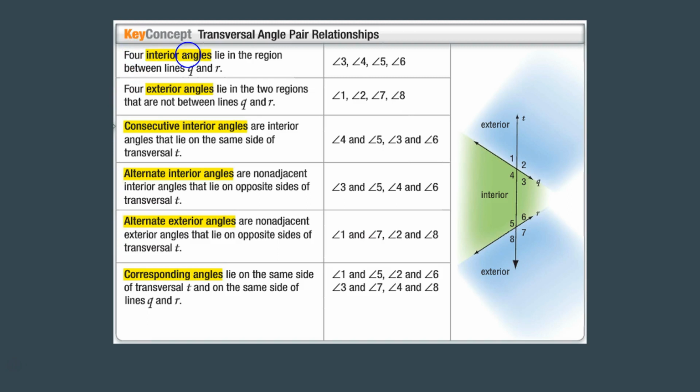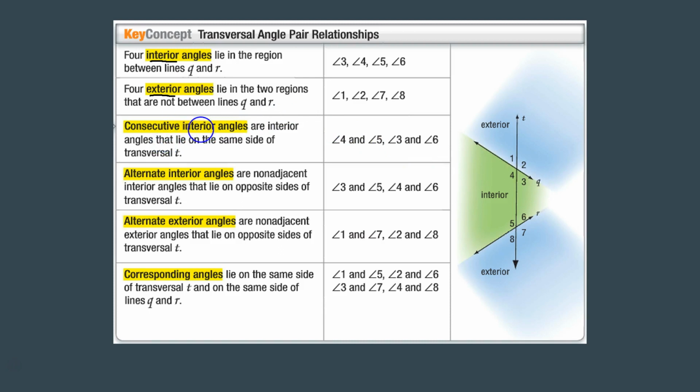Alright, let's go over our key concepts. Transversal angle pair relationships. And I don't know about you guys, but I don't want to have to memorize more theorems or rules if I don't have to. So let's find a way to remember this one. So here I see the word interior. Interior angles, which mean your inside angles, which include angle 3, 4, 5, and 6. These are my inside angles. Then we have exterior angles. And the outside angles include angle 1, 2, 8, and 7.